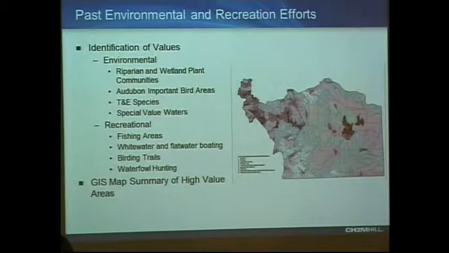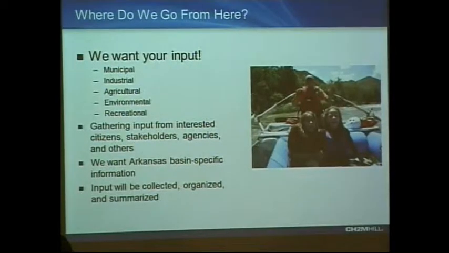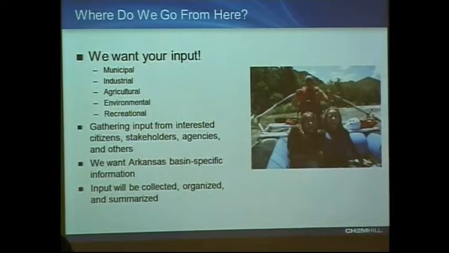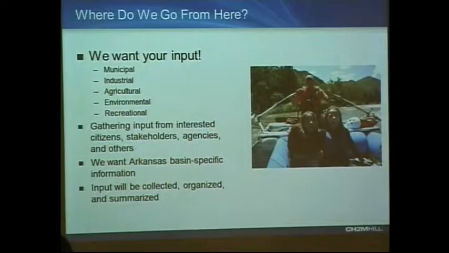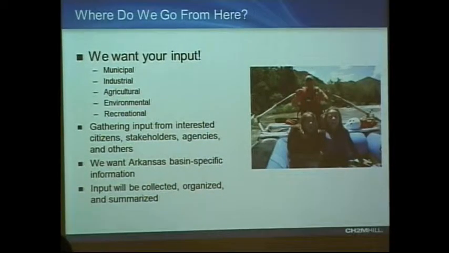All right, so Gary talked a little bit about the past efforts in SWSI 2010. They used a process to identify these values, both environmental and recreational, on a watershed basis and identify the areas within the watershed with the highest number of values. And a GIS map was used to summarize those really important areas within the watershed. So that's where we've been in terms of tying the recreational and environmental aspects into the state water plan.